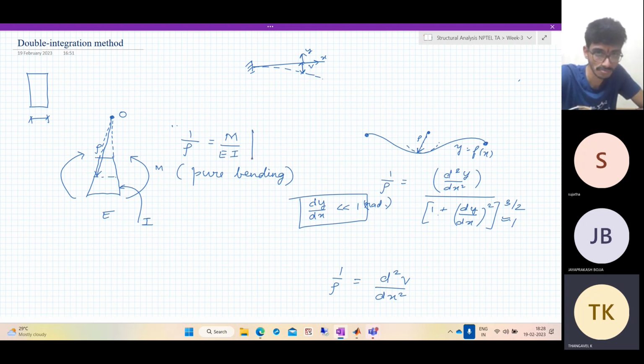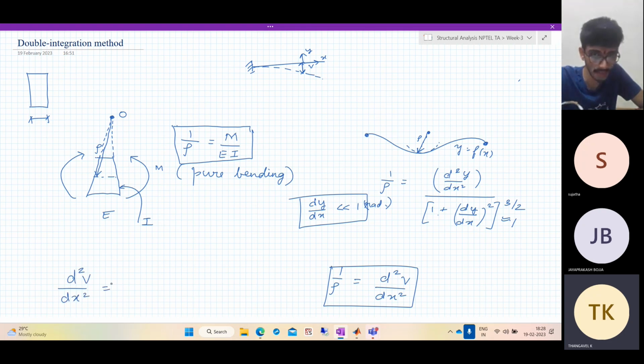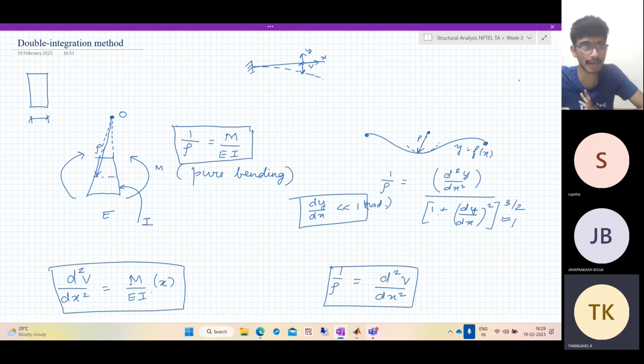But from pure bending, what do we have? We have this relation between the moment and the radius of curvature at a point. Comparing this with this, at a given point on the elastic curve, we have this relation that d square v by dx square is equal to M by EI, where M can be a function of x and EI also can be a function of x in general. So this is the basis for the double integration method.